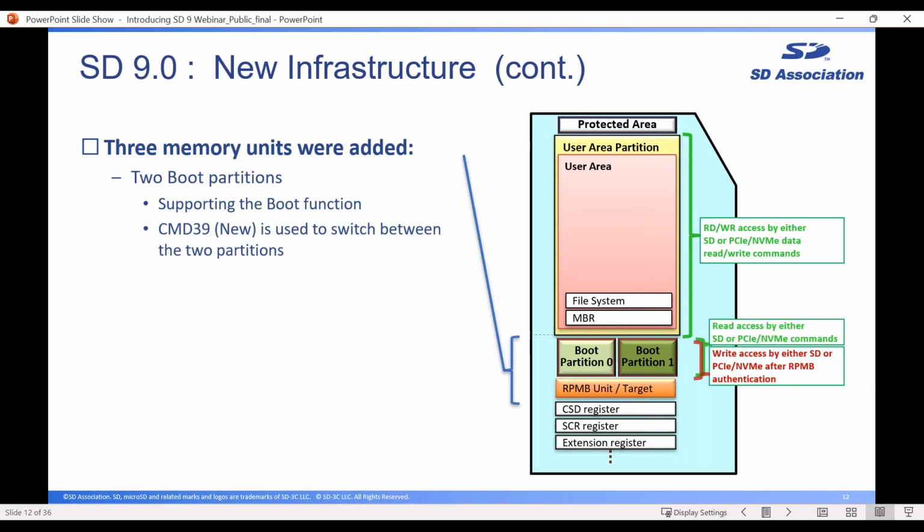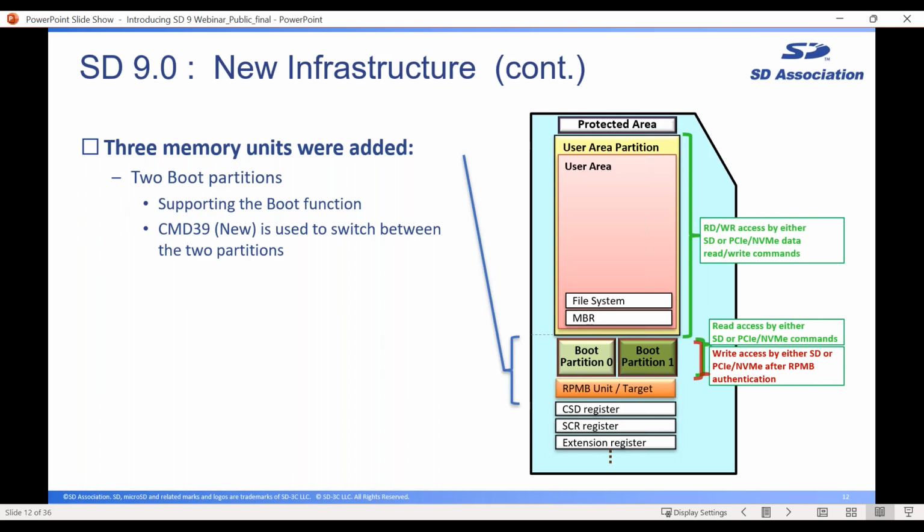The first 2 are 2 boot partitions. These partitions support the boot functionality and will be further explained by Ono-san in a moment. Command 39 is a new command used to switch the access between the 2 partitions.